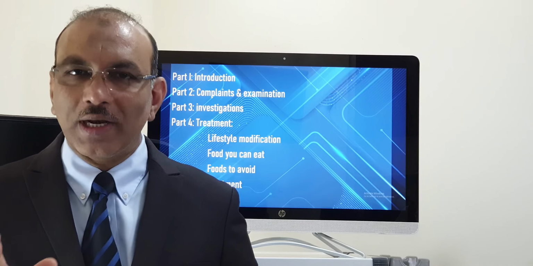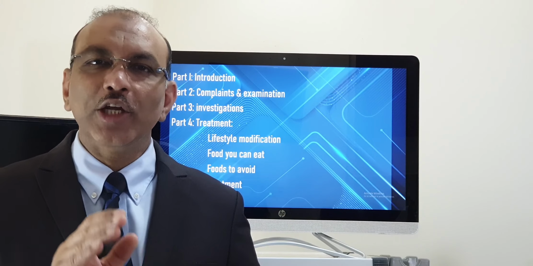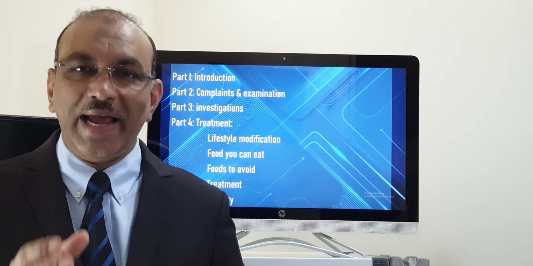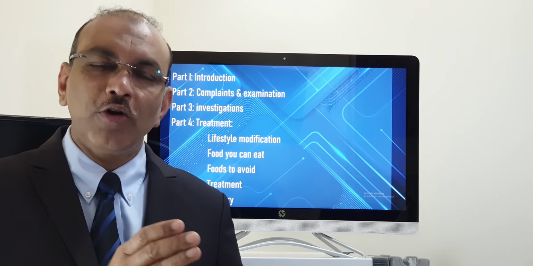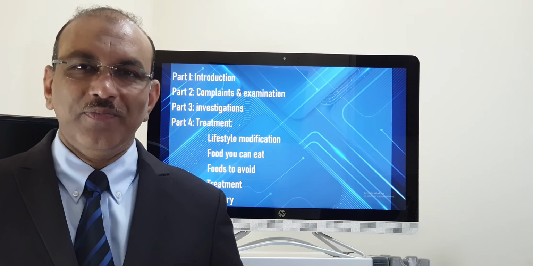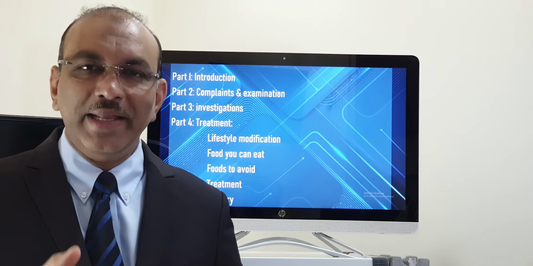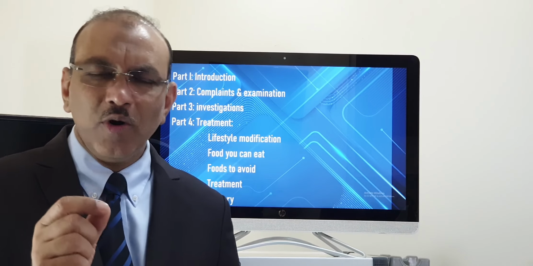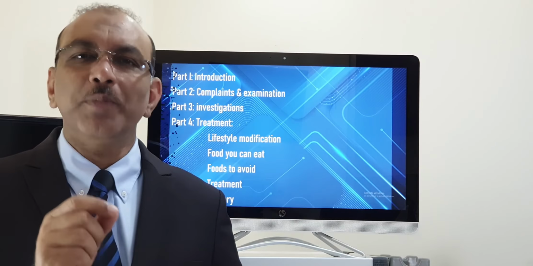That will be divided into 4 classes. In the first one, I'll tell you about lifestyle modification. The second one is about diet, in which I'll cover what foods to be taken, what foods to be avoided, and about home remedies. The third one is the medicines. The fourth one is about surgery, and the last being a small touch about yoga. So this is part 1.